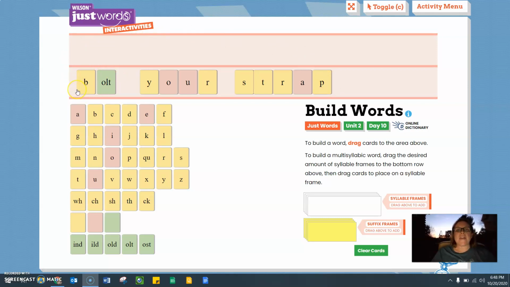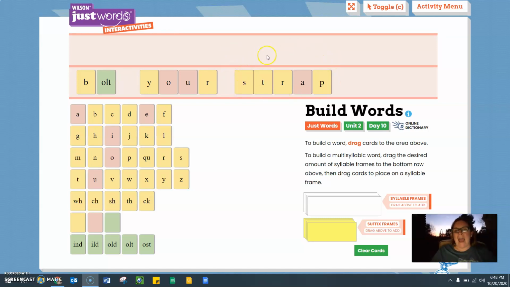Take a look at the word bolt. Is bolt a closed syllable or a closed syllable exception? Bolt is a closed syllable exception. Remember, it is breaking one rule. It has one long vowel. It has one syllable or one chin drop, bolt, and it's our closed syllable exception.